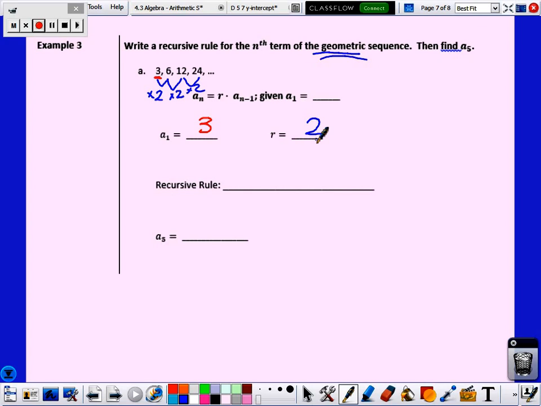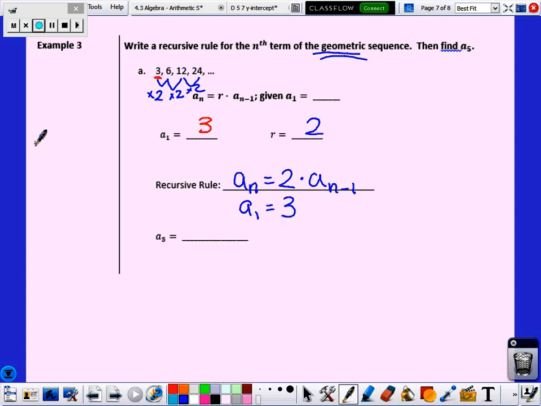And now I can just fill in these values where they're needed in the formula. So a sub n equals r, which is 2, times a sub n minus 1, given that a sub 1 is, we have to tell them where to start. So a sub 1 is 3. There's my recursive rule. And now we need to find a sub 5.